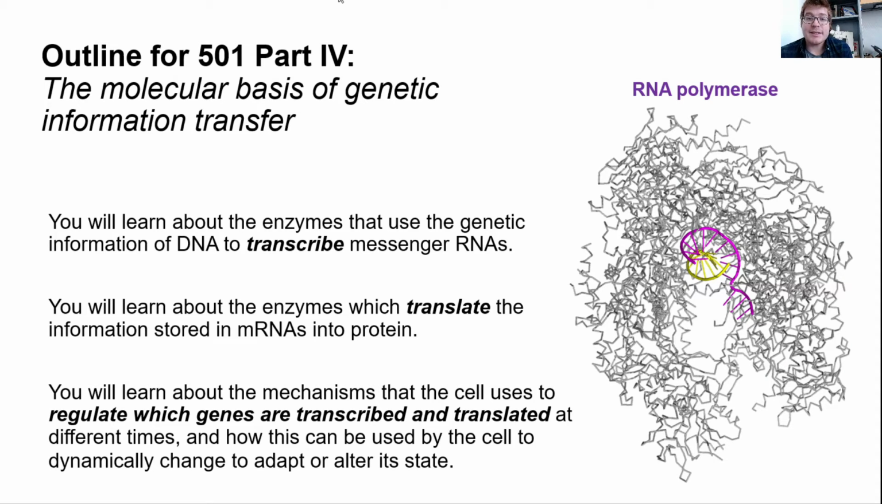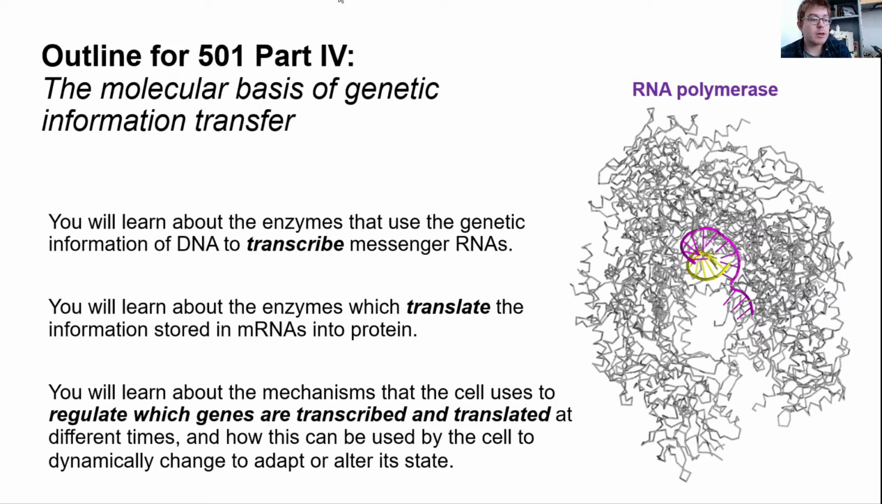To actually access the information of nucleic acids and convert them into protein, you will learn about the enzymes that use genetic information of DNA to transcribe messenger RNAs. So these are called RNA polymerases. You will also learn about the enzymes that translate the information stored in an mRNA into a protein. So how do we go from a nucleic acid to a protein? That's going to occur through a process called translation that you'll learn about as well.